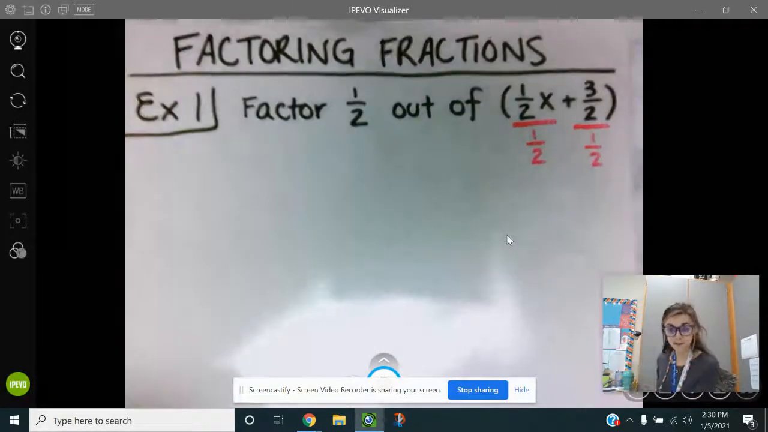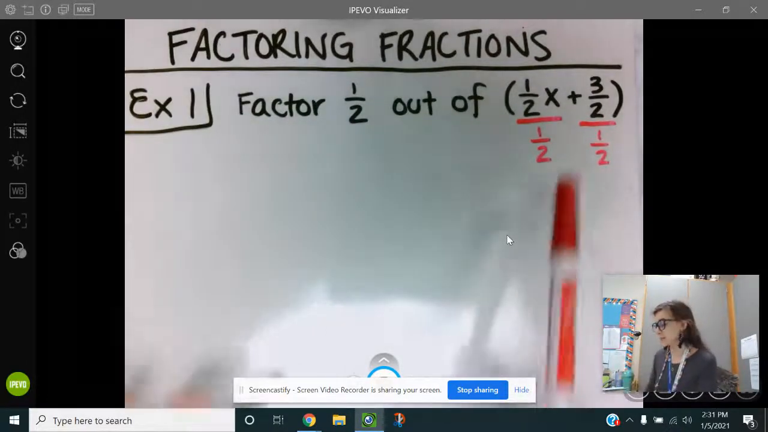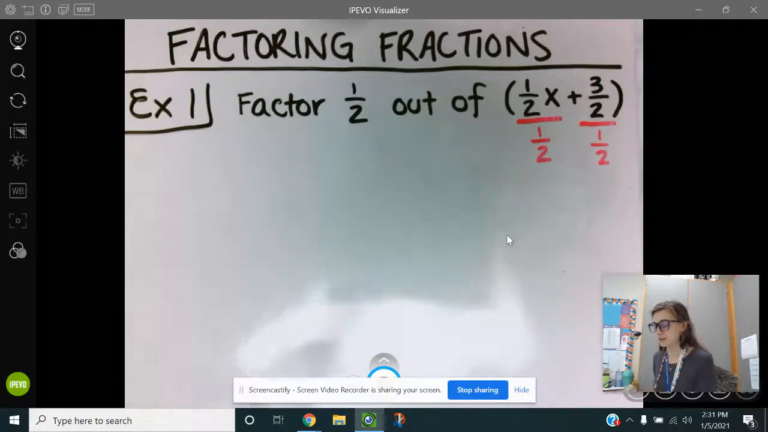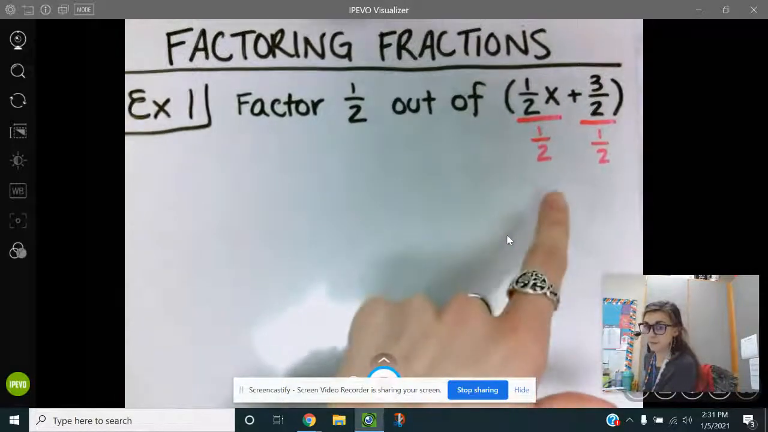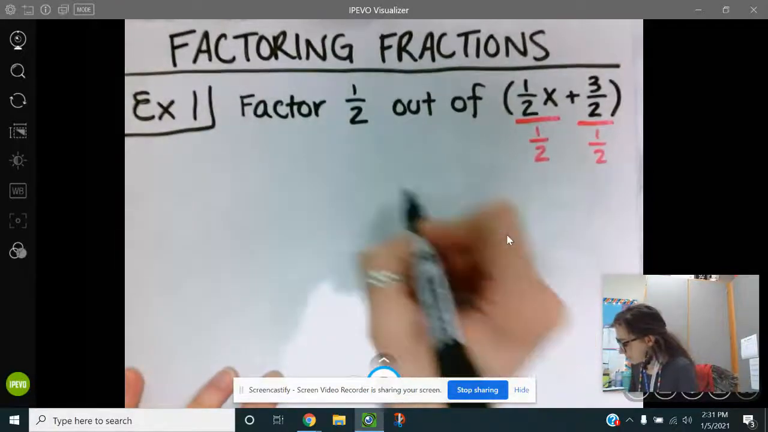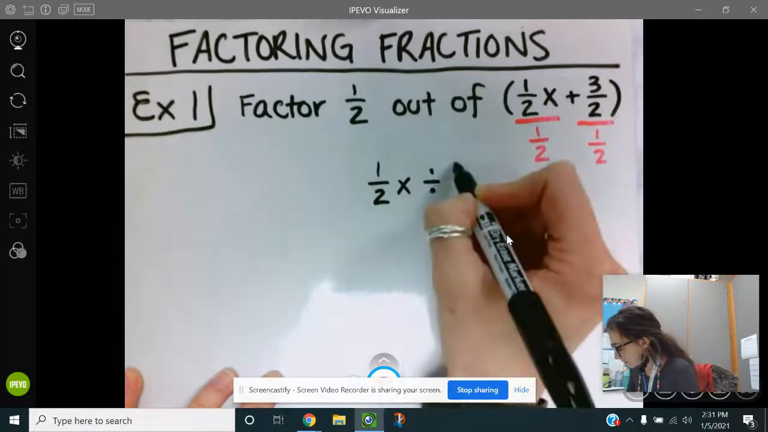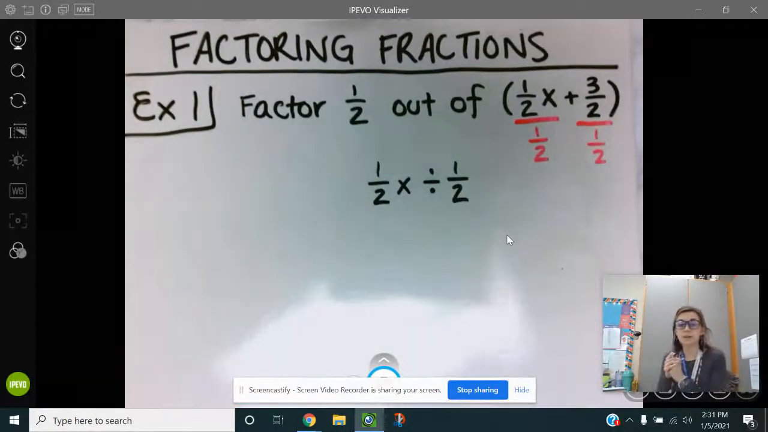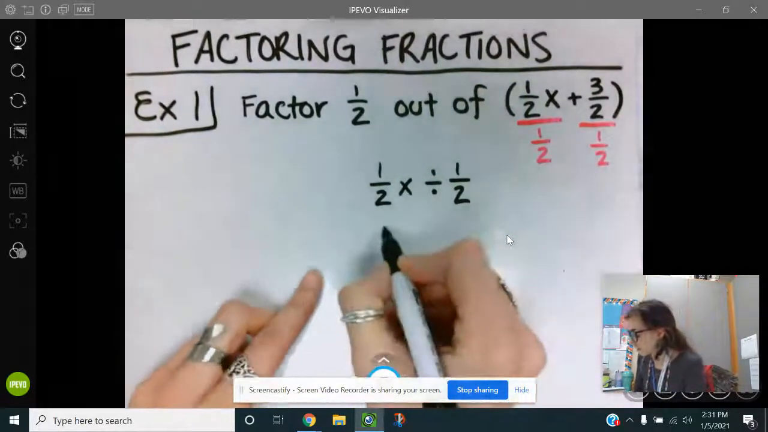Now we're dealing with fractions, right? So we might want to rewrite this a little bit so that it makes it easier for us to divide by a fraction. So we're going to take the 1/2 x divided by 1/2. Now if you remember how to divide fractions, we multiply by the reciprocal, right? We're going to keep, change, flip, multiply by the reciprocal.